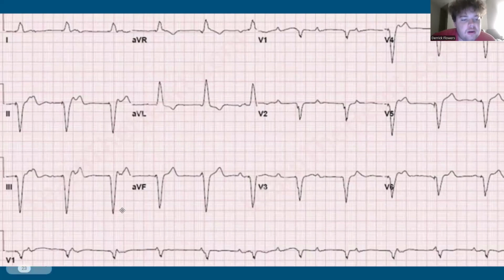And last one, this is a third degree. You have wide complexes. This looks ugly. It looks like a ventricular rhythm. This is third degree because you have a P wave here, P wave there, P wave there, P wave there, P wave there, P wave there. Like they're beating on their own. The QRSs are beating on their own, but they're just not matching.